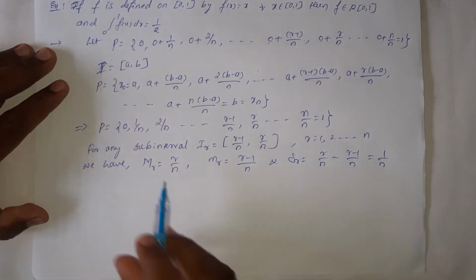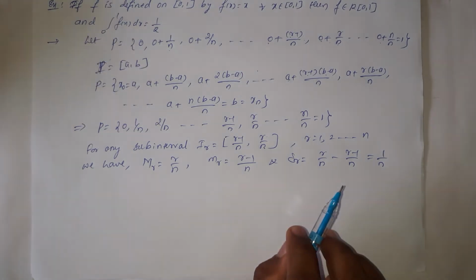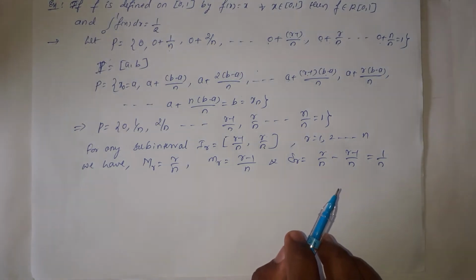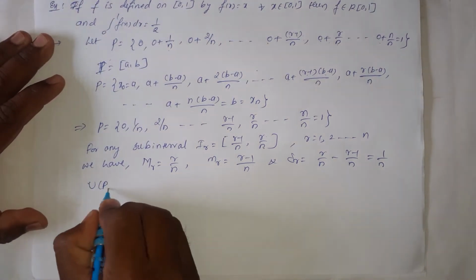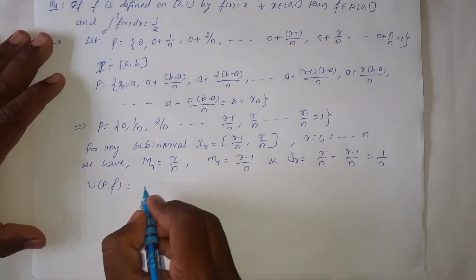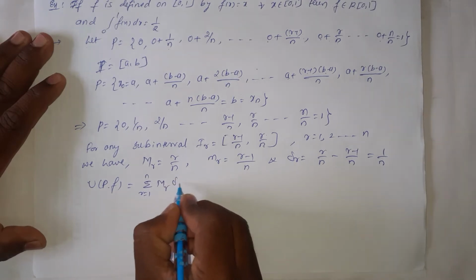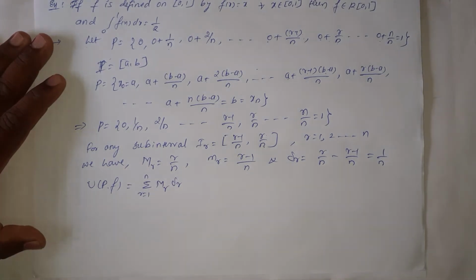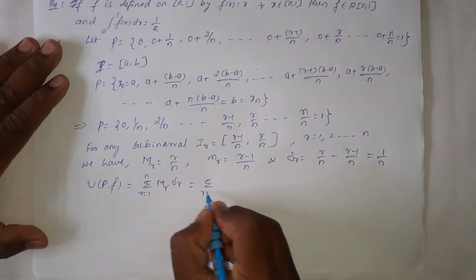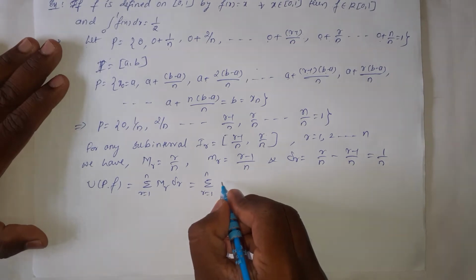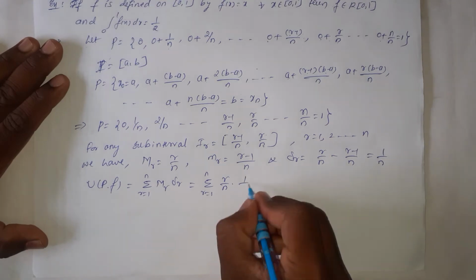Now, by using the supremum, infimum and the length of the interval, we can find the upper Riemann sum and lower Riemann sum. First let us find the upper Riemann sum, that is U(P, f), equal to the summation over r equal to 1 to n of capital Mr into delta r, where capital Mr is the supremum of that interval. Now, it is equal to the summation over r equal to 1 to n. Capital Mr is r/n and delta r is 1/n.